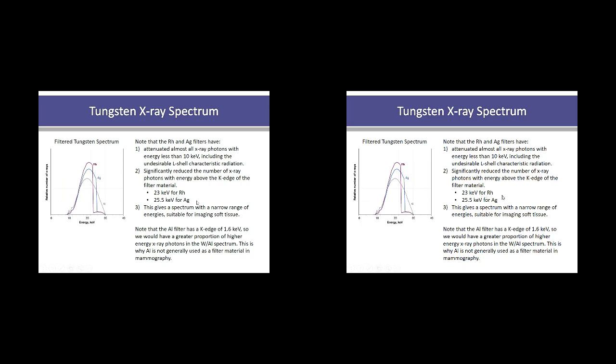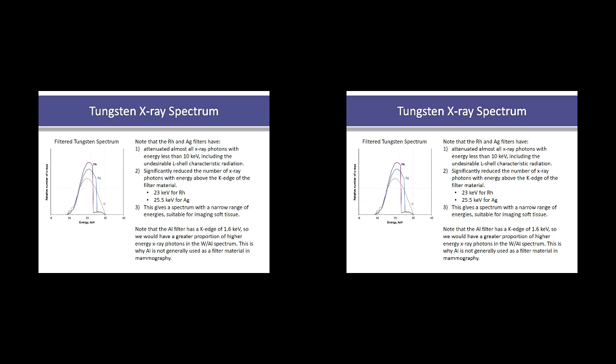So I would try and remember those if you can, or at least ballpark figures. At least remember that in mammography we're aiming for the bulk of X-ray photons around about 20 keV, and K edges around about 23 to 25. So the net result, and the reason we do this, is that we get a spectrum with a narrow range of energies suitable for imaging soft tissue.